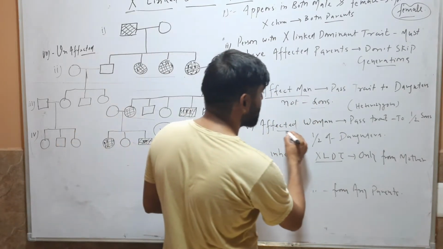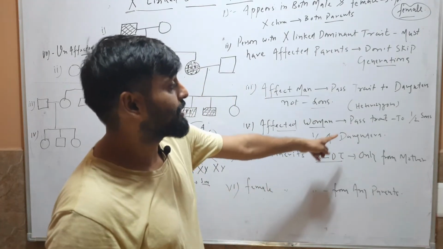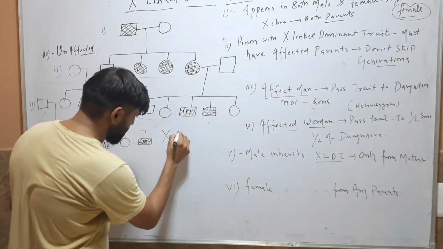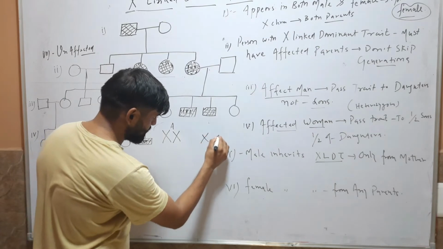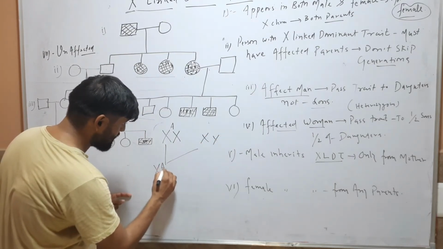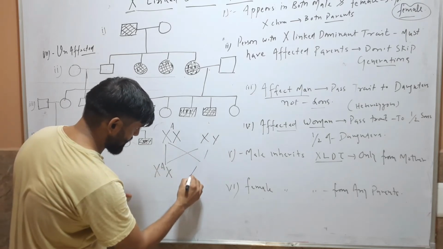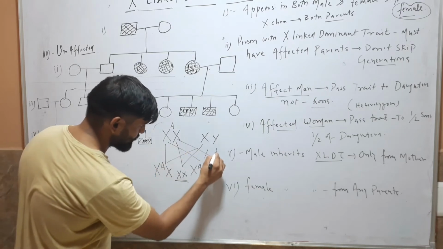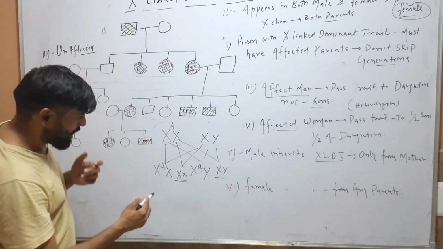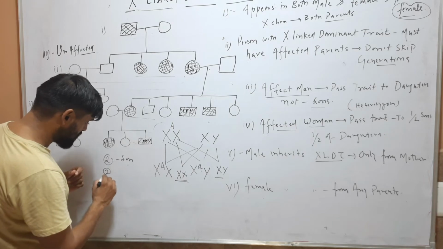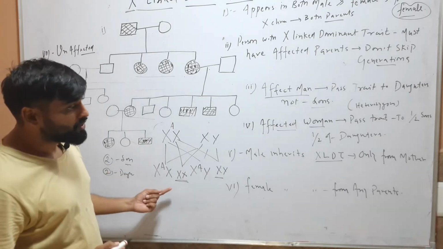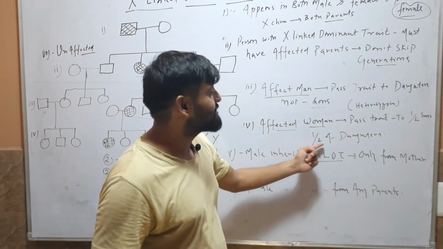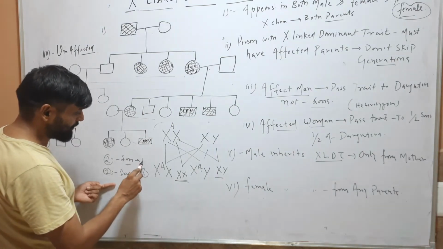The fourth one is that an affected woman can pass the trait to half of her sons and half of her daughters if she is heterozygous. Suppose this is the mother and this mother is affected. This is the father. So by crossing we will see X A, X, and X, Y. Out of 4 offspring, 2 are sons and 2 daughters. Out of 2 sons, 1 is affected. So you can say that an affected woman, if heterozygous, passes the trait to half of her sons and half of her daughters. Out of 2 daughters, 1 is affected.